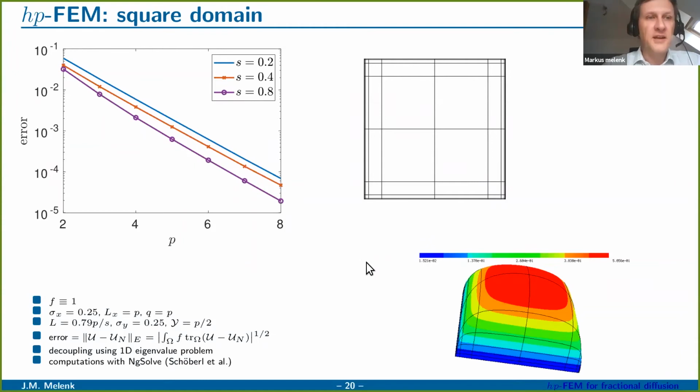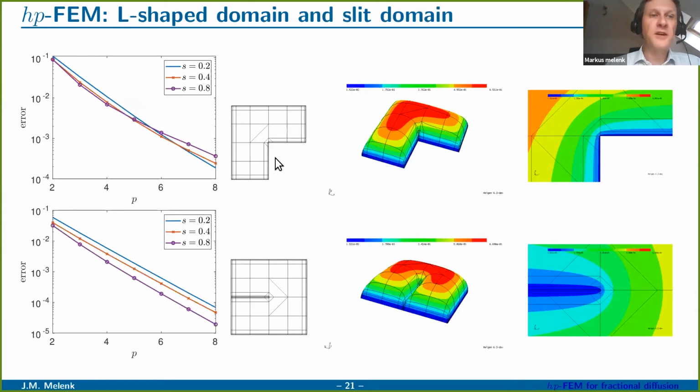Okay, so we calculated this also numerically. So what I'm plotting here for, let's say, the square domain: you see here the mesh that we use, the error in the energy norm versus the polynomial degree P for different values of S. And you clearly see exponential convergence in the polynomial degree. I should say that the numerical results are obtained with NGSolve, developed by Joachim Schöberl and his group in Vienna. We did also calculations for an L-shaped domain, and here for a slit domain, and qualitatively you see the same thing, exponential convergence in the energy norm.